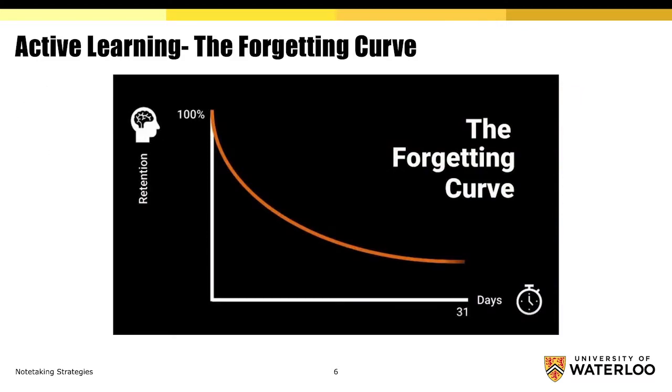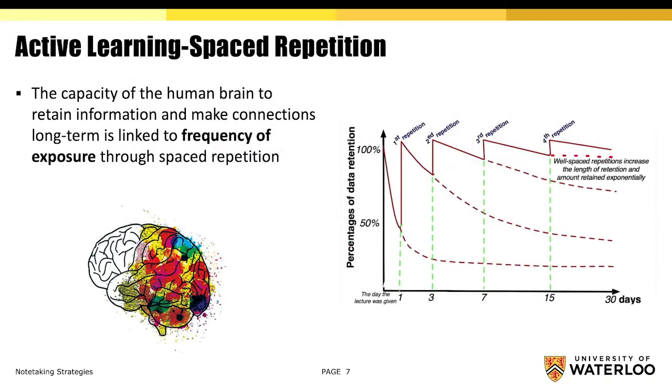Another aspect of active learning is understanding how memory and recall work. If you do not actively and regularly engage with information, your retention rate or ability to recall that information and commit it to memory will be markedly reduced. This process is often referred to as the forgetting curve. An effective learning strategy like spaced repetition can improve your retention rate and capacity to recall important information. Spaced repetition involves increasing your frequency of exposure to relevant information at well-spaced intervals.